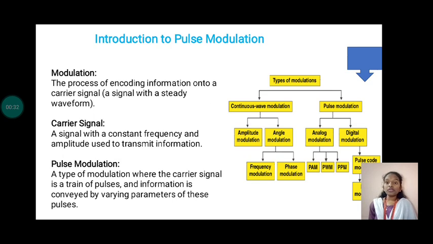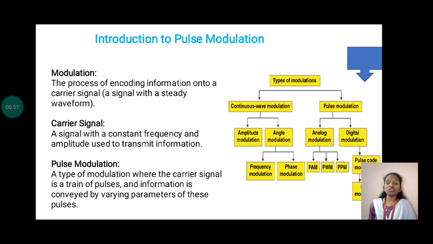Before going to the topic of pulse modulation, first of all we have to know what is modulation. Modulation is a process of encoding the information into a carrier signal. Now we have to know what is a carrier signal. A signal with constant frequency and amplitude used to transmit information is called a carrier signal.